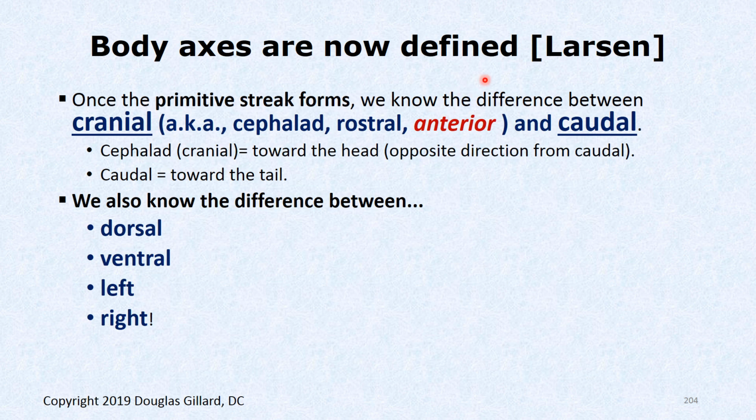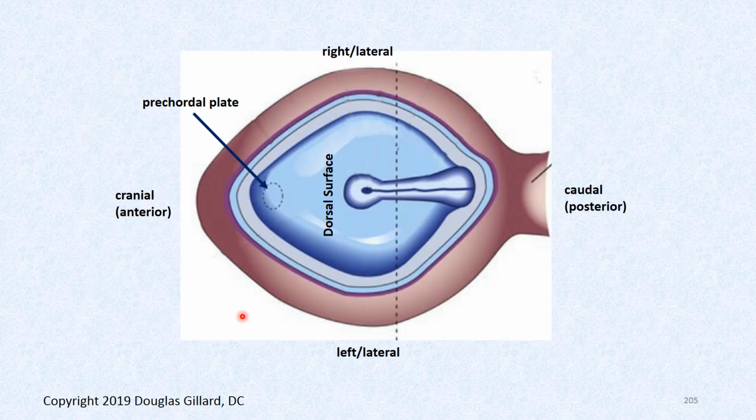Now we know the body axes too, right? Once we get the primitive streak, we kind of already talked about this, but if this is the primitive streak on this side, so we know the left is this way, we know the right is over this way, we know the head is going to form over here because the primitive streak is not here, and we know that the feet and legs and everything else, everything caudal, is going to form over this way. So we have all these axes.